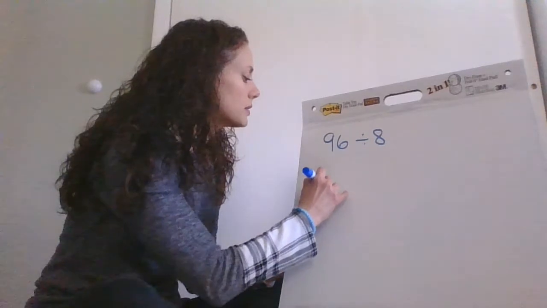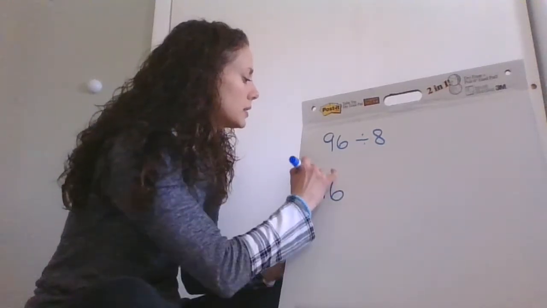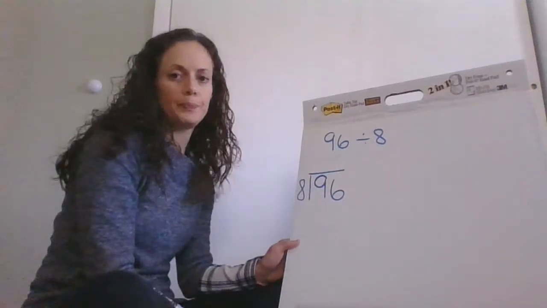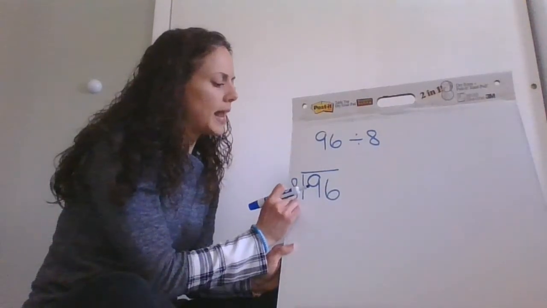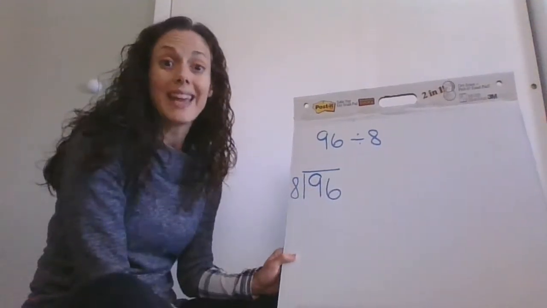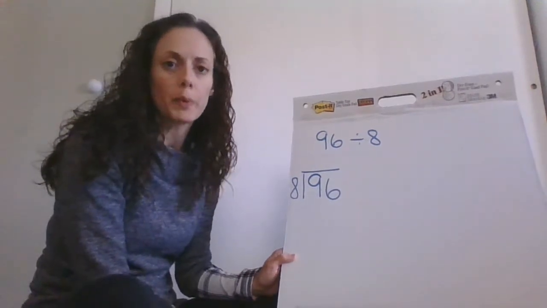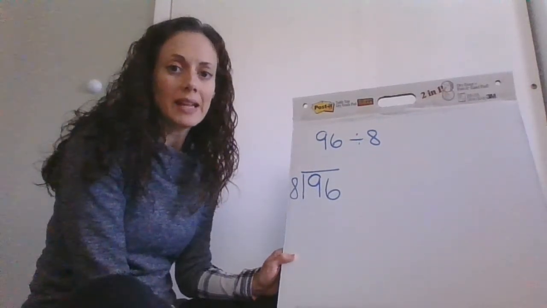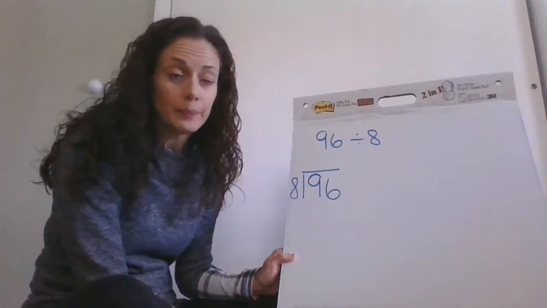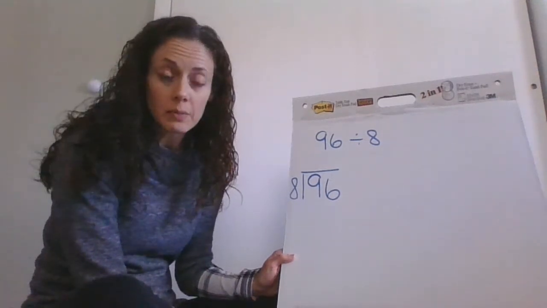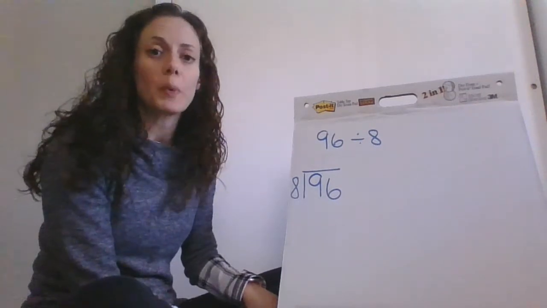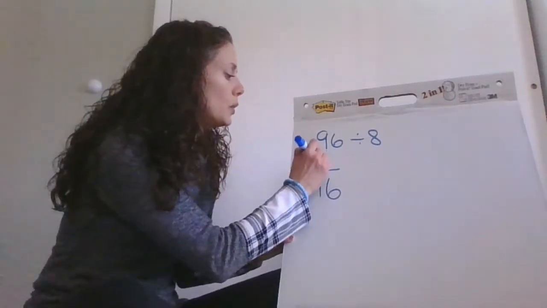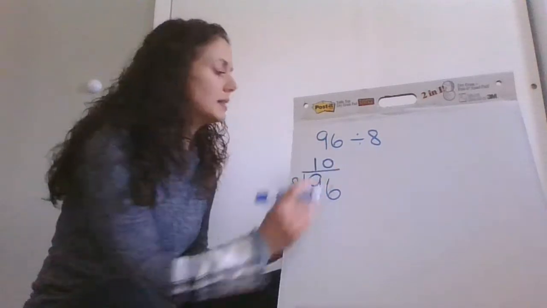It would be like this. 96 divided by 8, right? We have to think to ourselves, can 8 fit into 96 10 times? Remember, we always start with 10. So yes, 8 times 10 is 80. Can it go in 20 times? Well, 8 times 20 is 160. That's way too much. So we have to start with 10. So it goes into 96 10 times.